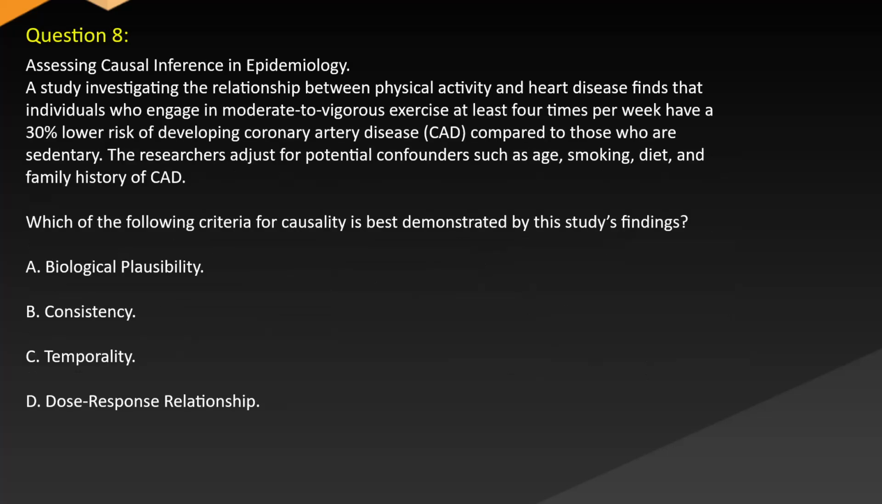Question 8. Assessing causal inference in epidemiology. A study investigating the relationship between physical activity and heart disease finds that individuals who engage in moderate to vigorous exercise at least 4 times per week have a 30% lower risk of developing coronary artery disease (CAD) compared to those who are sedentary. The researchers adjust for potential confounders such as age, smoking, diet, and family history of CAD. Which of the following criteria for causality is best demonstrated by this study's findings? A. Biological plausibility. B. Consistency. C. Temporality. D. Dose-response relationship.